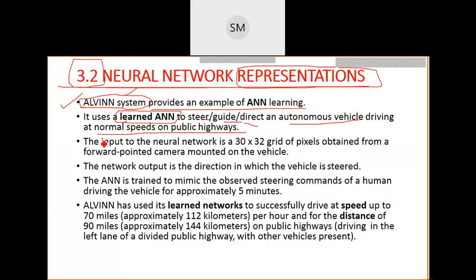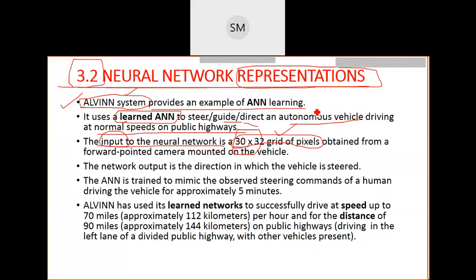So the input to this neural network is a 30 by 32 grid of pixels. You just observe, I am talking about the input layer, the input to this neural network. What input do we have to give to this neural network? We have to give a grid of pixels, that is nothing but a set of pixels, and how many? 30 by 32. If you multiply it, you will get some value. That many pixels we have to give to this neural network as input.